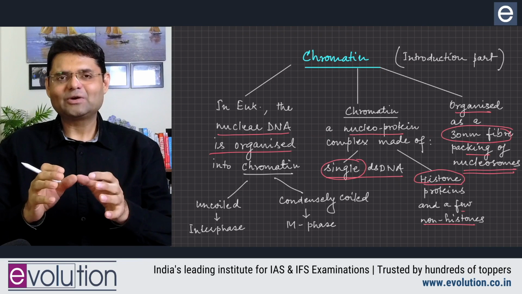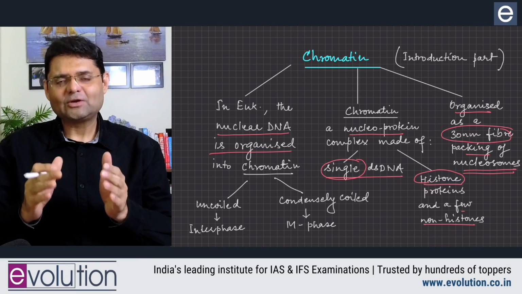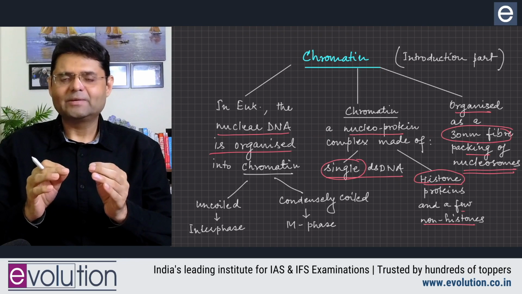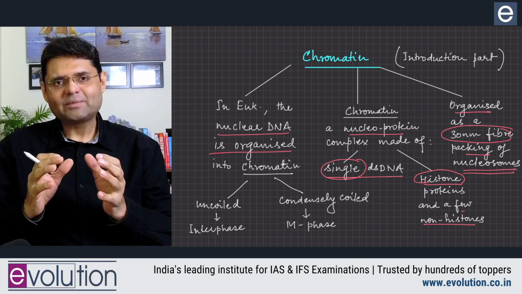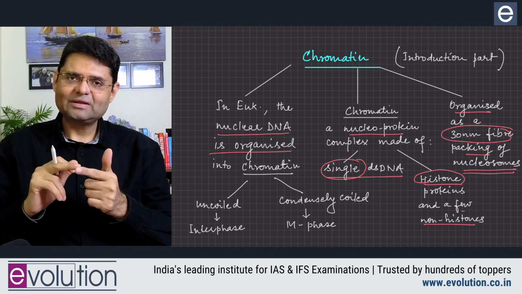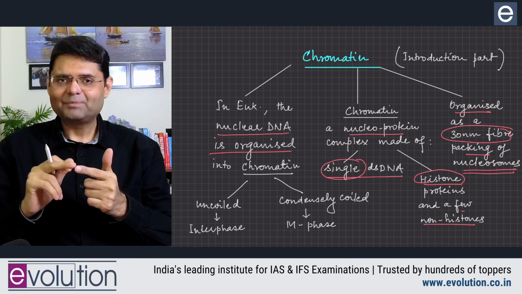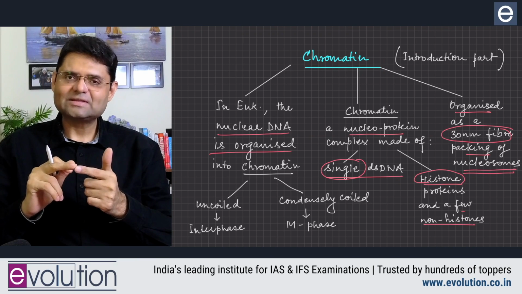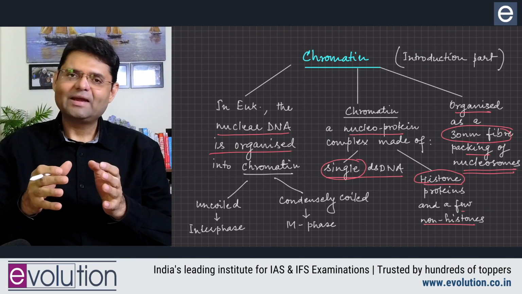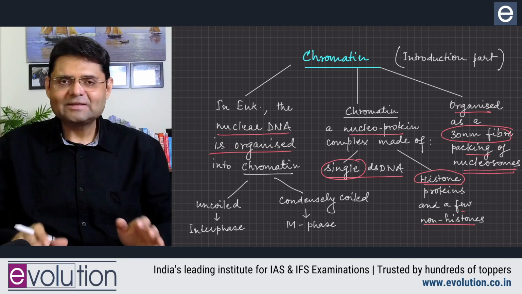Then we started calling it the zigzag structure. But today, the molecular biologists and authors simply call it 30 nanometer fiber. So it is a 30 nanometer fiber level packing of nucleosome. So chromatin is a nucleoprotein, single double-stranded linear DNA per chromatin plus histones and some non-histones. It is made up of only nuclear DNA and it is in the form of 30 nanometer fiber. So these are the basic things.